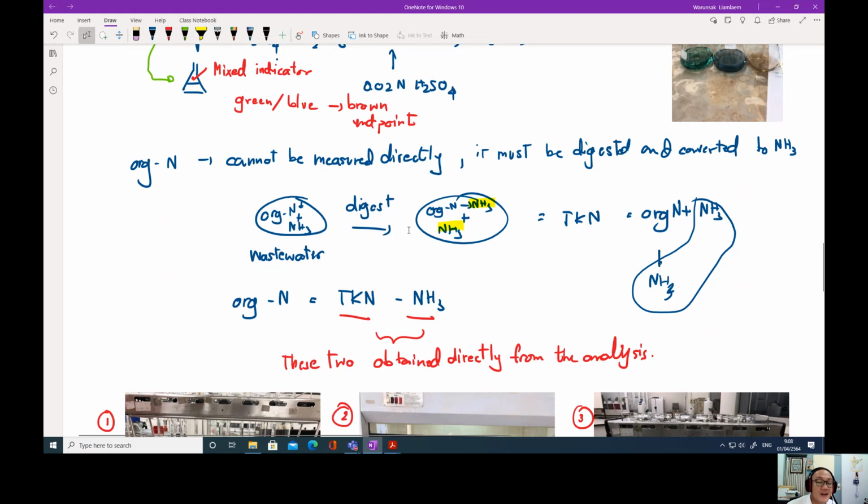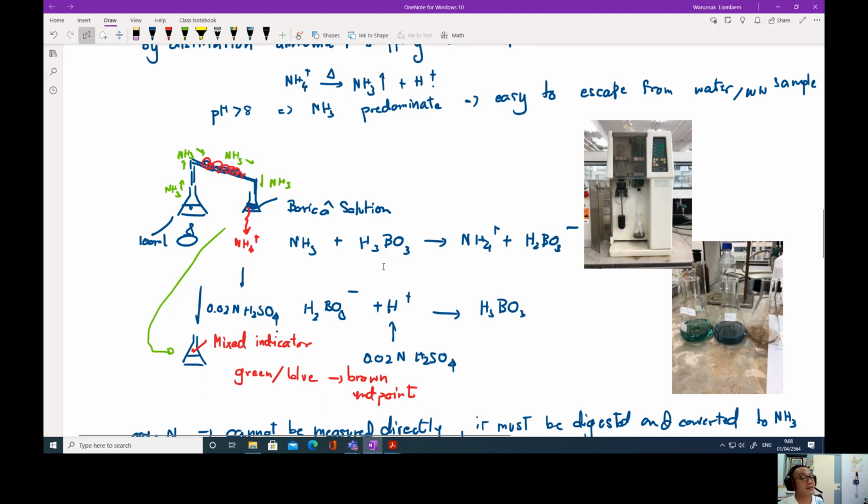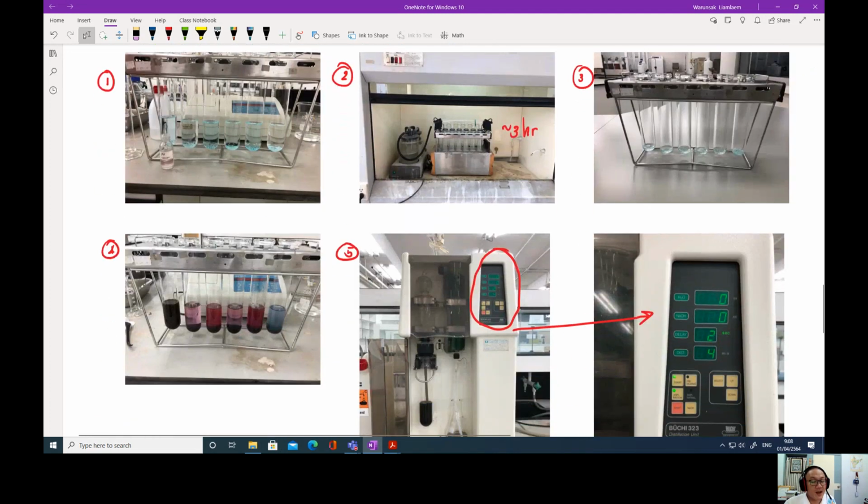So after the digestion process is finished, you can begin the distillation process to determine the ammonia. Okay. These are the steps. So for the digestion steps, we normally put 100 ml of sample into the TKN tube. This tube is actually a borosilicate tube. It can withstand temperatures over 500 degrees Celsius.